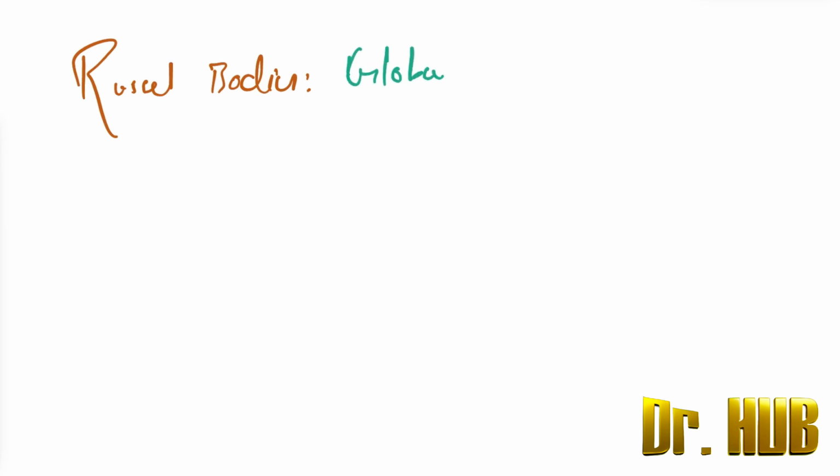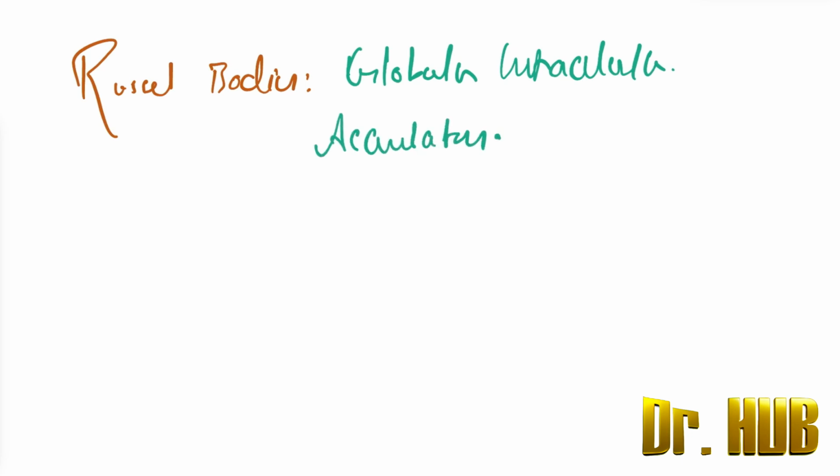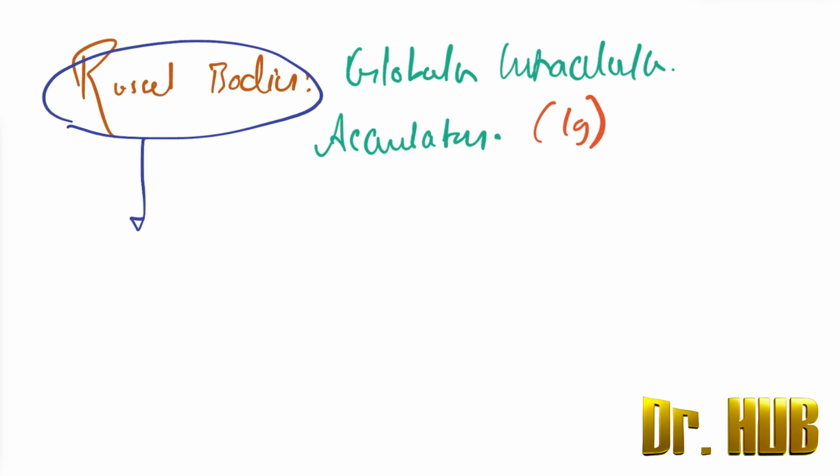Then we move on to Russell bodies. Russell bodies are nothing but globular intracellular accumulations of immunoglobulins, and they are a distended endoplasmic reticulum.